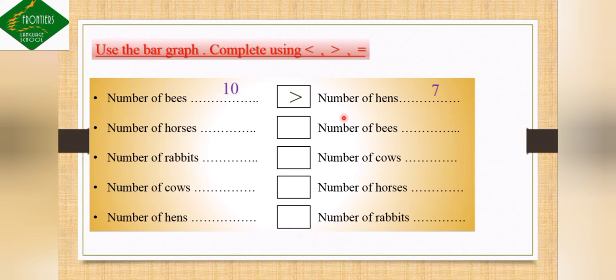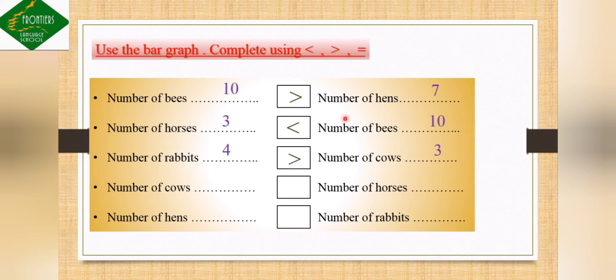Okay. The next question asks about the number of horses. The number of horses in the bar graph is 3, and the number of bees is 10. Which is bigger, 3 or 10? It's 10, of course. I put 3 is smaller than 10. The next question is the number of rabbits, and on the other side the number of cows. The number of rabbits on the bar graph is 4, and the number of cows is 3. Which is bigger? It's 4.